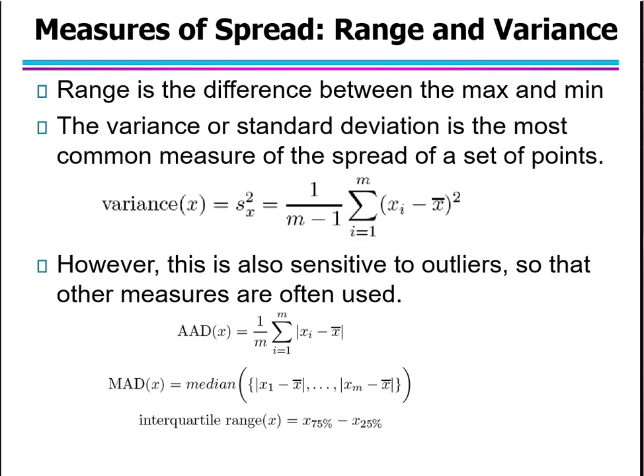Measures of spread: range and variance. Measures of spread tell us how dispersed our data is. The simplest measure is the range, which is the difference between the maximum and minimum values. The variance and its square root, the standard deviation, are the most common measures of spread. They quantify how much the values deviate from the mean. Like the mean, however, variance and standard deviation are sensitive to outliers, so other measures like interquartile range are often used when dealing with data that might contain extreme values.